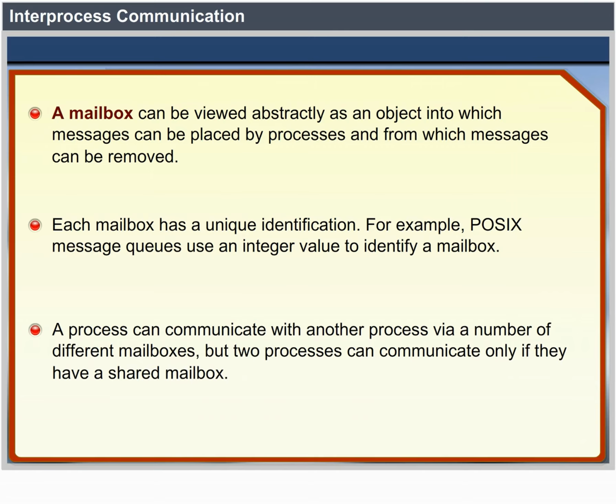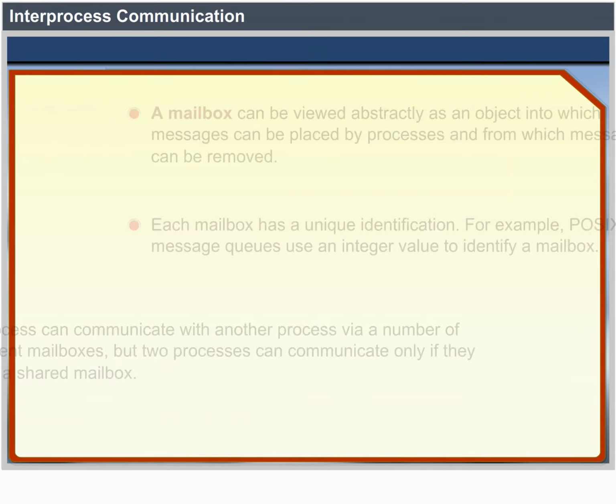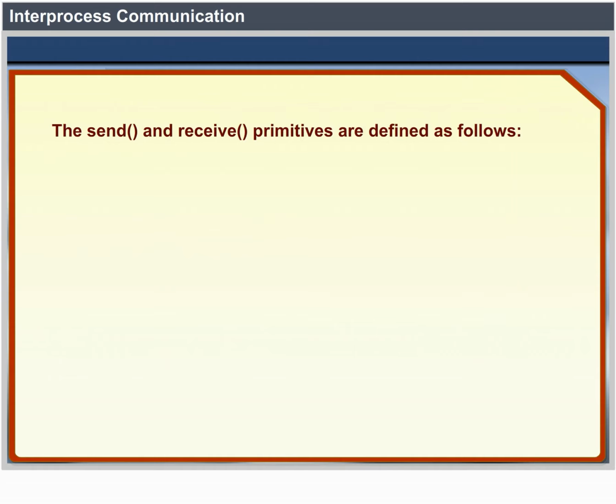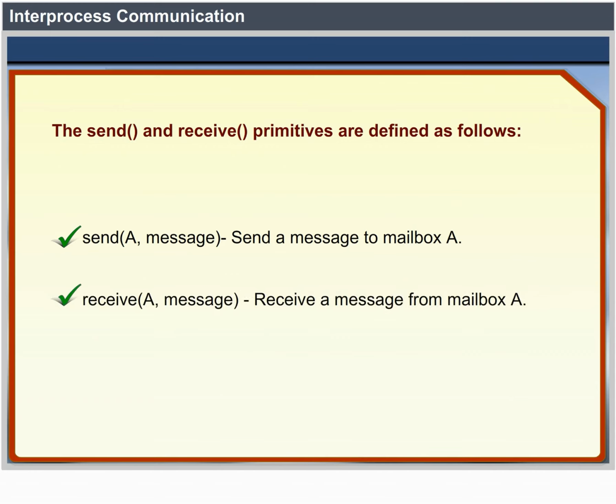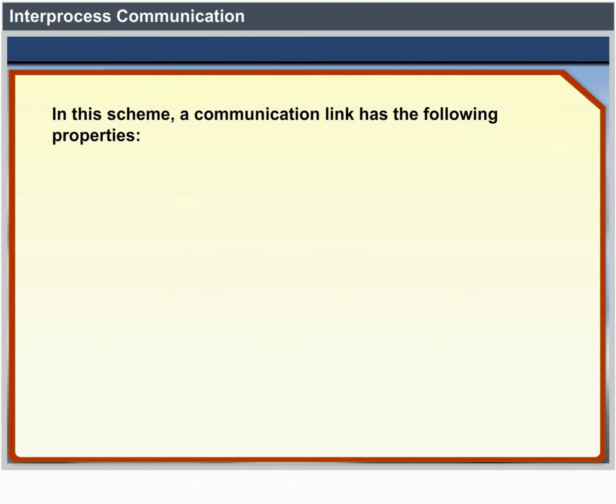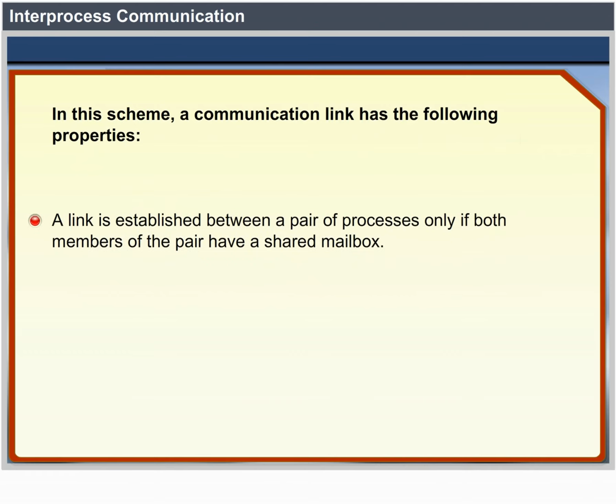The send and receive primitives are defined as follows. send(A, message), send a message to mailbox A. receive(A, message), receive a message from mailbox A. In this scheme, a communication link has the following properties. A link is established between a pair of processes only if both members of the pair have a shared mailbox. A link may be associated with more than two processes.